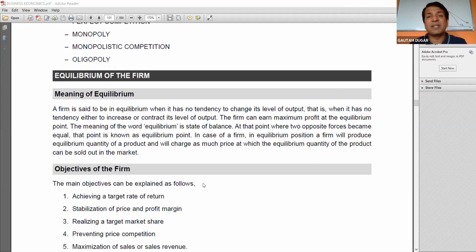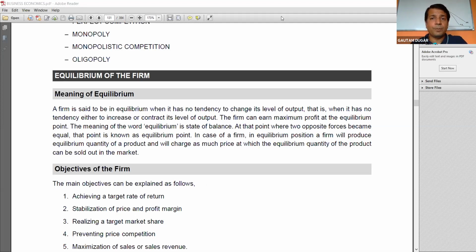Equilibrium with respect to a firm, what does that mean? Equilibrium means the point of maximum profit. Again, I'm talking of the firm's equilibrium. I'm not talking of consumer's equilibrium. I'm not talking of producer's equilibrium. Equilibrium with respect to a firm means a point where a firm will be earning the maximum profit under the given cost and revenue conditions, from where the firm will not like to deviate or move away, given the current cost and revenue conditions. A point where the firm gets maximum profit.